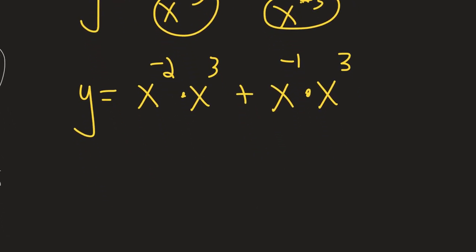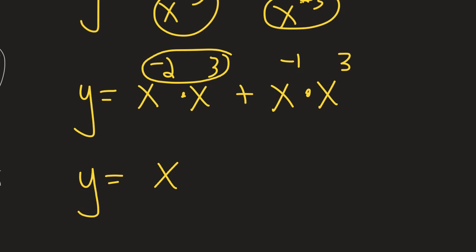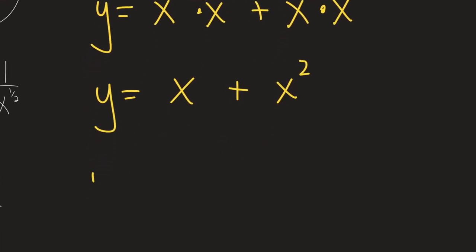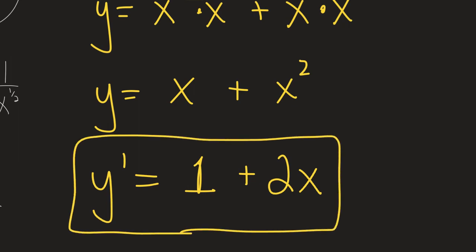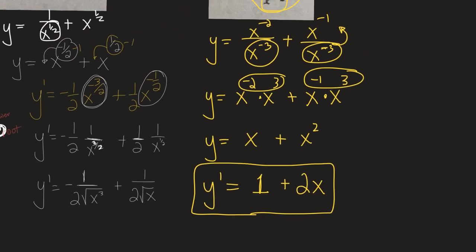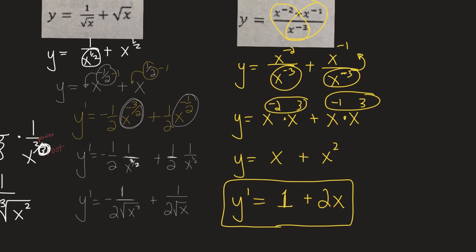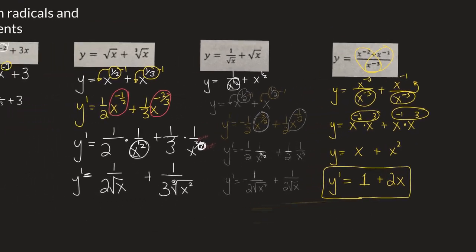Okay, so now we have to add our powers. If we're multiplying like bases, we add our powers. So this is just x to the 1st power, and negative 1 plus 3, that's x squared. So I have a pretty easy derivative, I think. The derivative of x is just 1, plus 2x, which is the derivative of x squared. Okay, so in this case, when you did your exponent rule simplification, we got something that was really easy to take the derivative of.